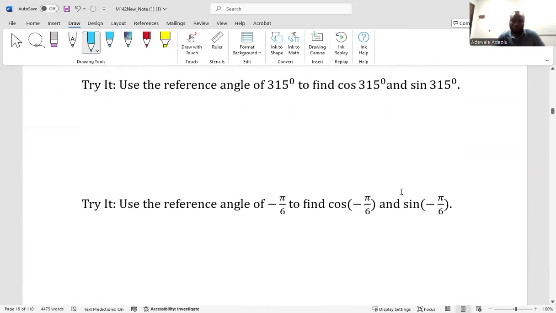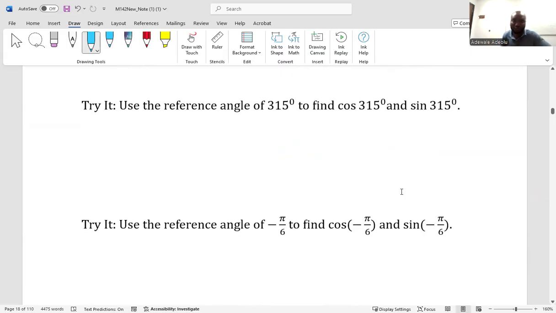So I will leave this one for you to do. Use the reference angle of 315 degrees to find cosine of 315 degrees and sine of 315 degrees. All you need to do is this. And where do you have 315? Remember, you start from here, and because it's a positive angle, you move in this direction. Wherever you stop, there you find the reference angle and solve that.